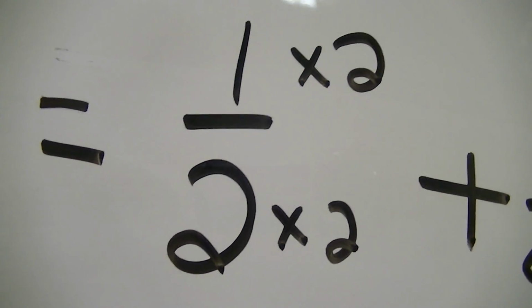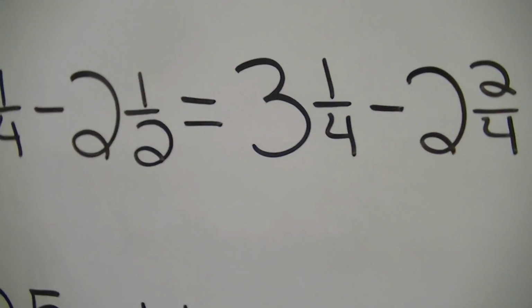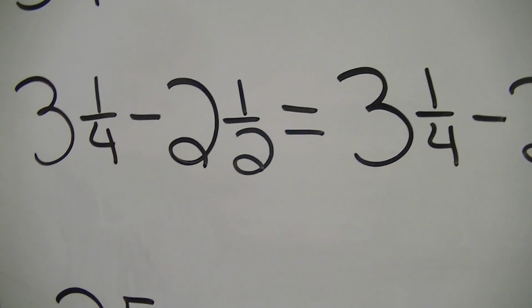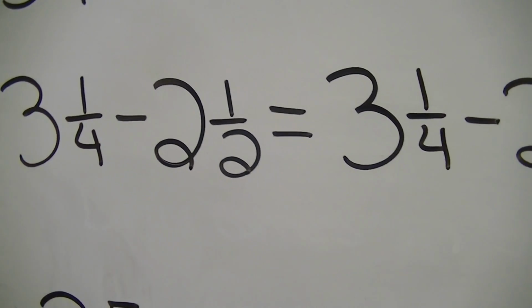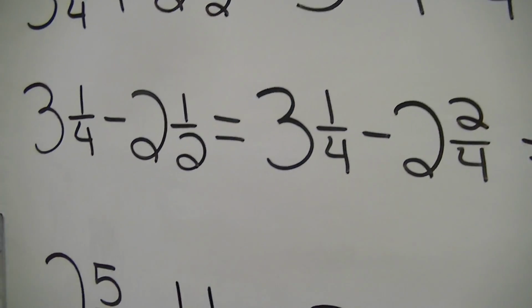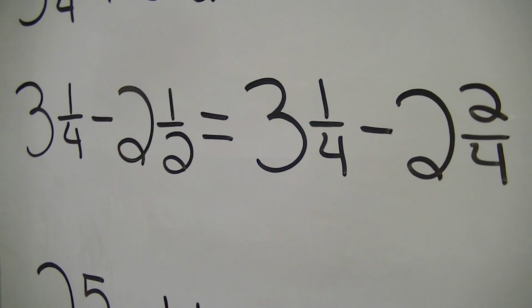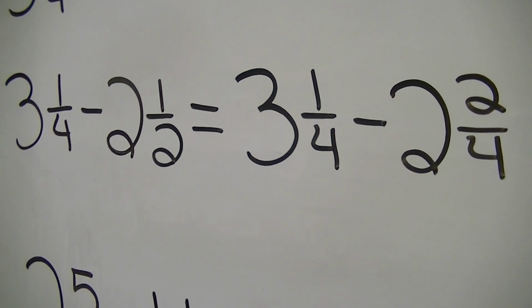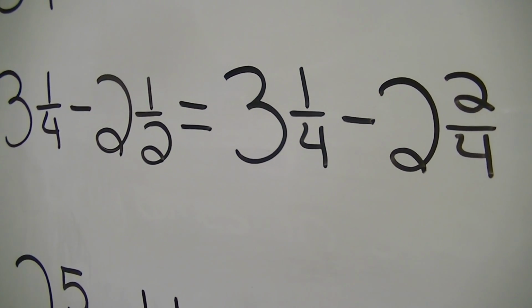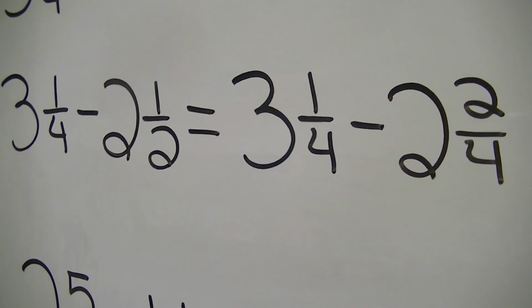But that 1/2 is going to turn to 2 over 4 because again, you take that 1 times 2, 2 times 2, and why did we choose that? Because our bottom numbers were 4 and 2. 2 times 2 is 4. So we get those the same bottom numbers. So instead of it being 1/4 and 1/2, it turns into 3 1/4 minus 2 2/4.